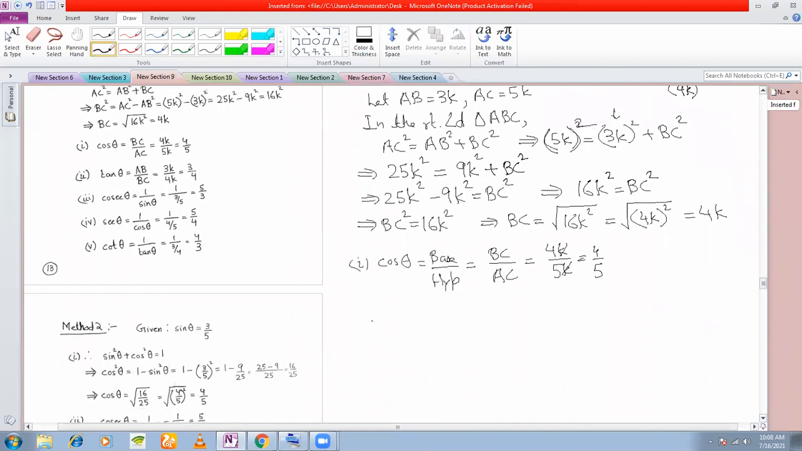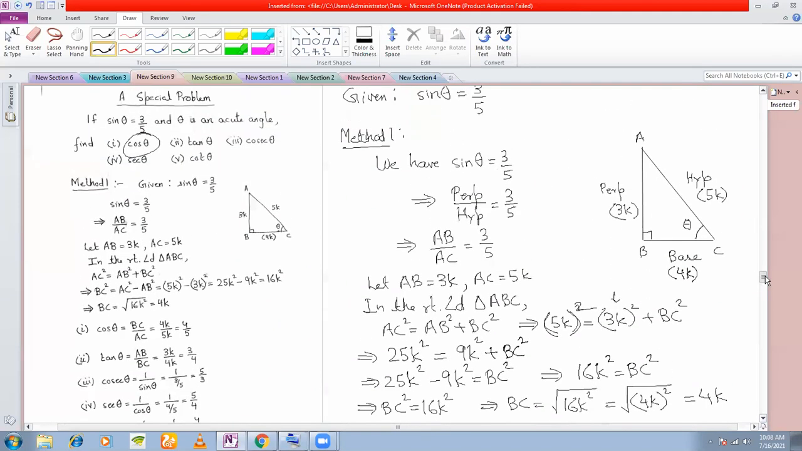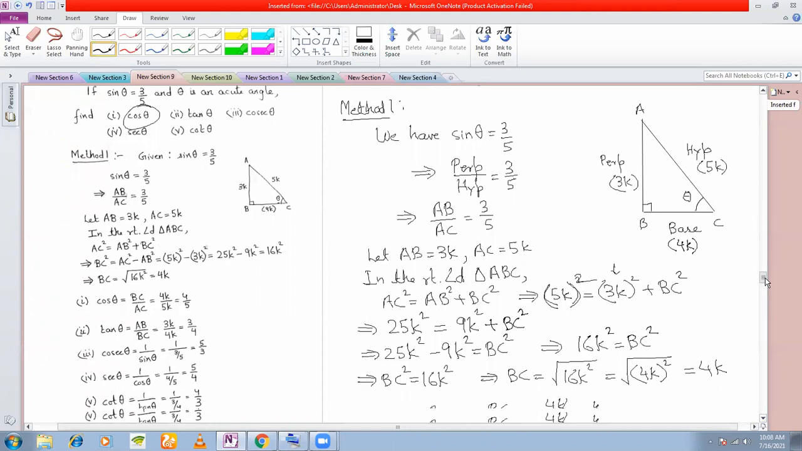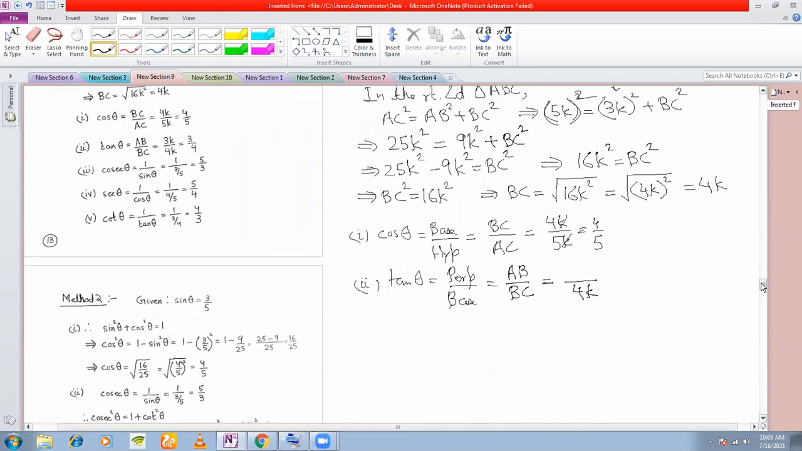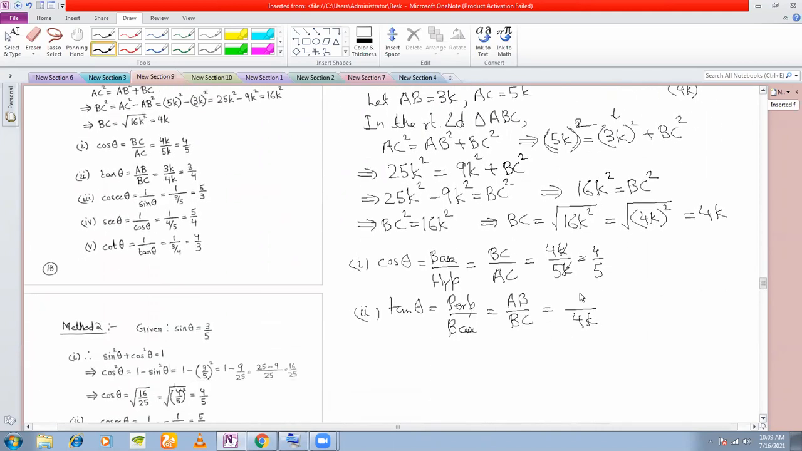Next, you have to find out tan theta. Second question. Tan theta, you know, is perpendicular by base. Look at the figure. Which one is your perpendicular? AB is your perpendicular and BC is your base. So AB by BC. And what are the lengths? BC length is 4K. And what is the length of AB? Length of AB is 3K. K and K cancel. We get 3 by 4.